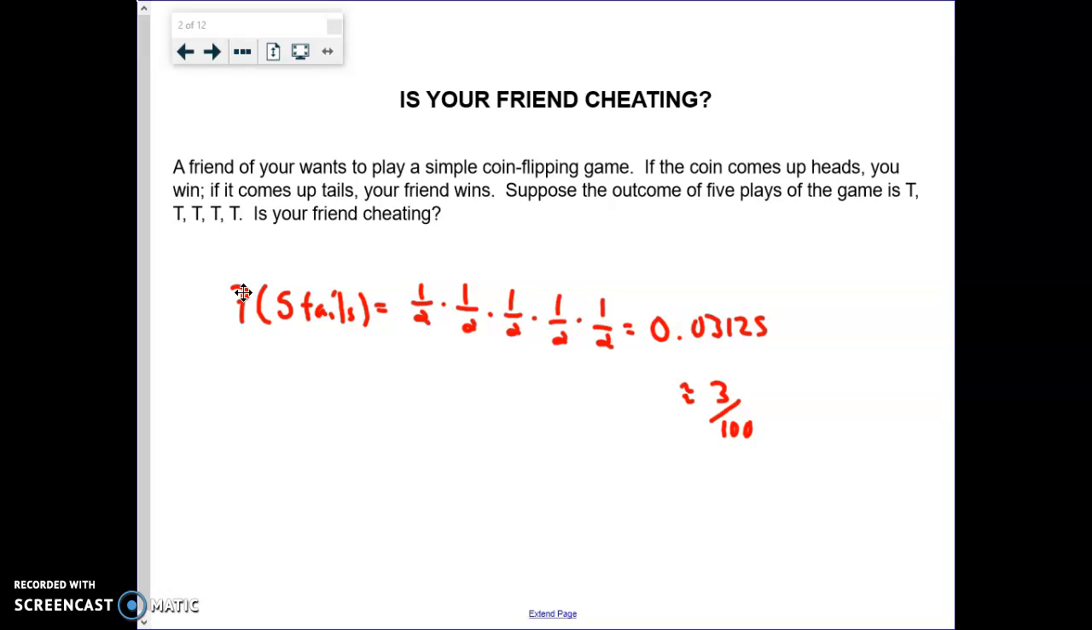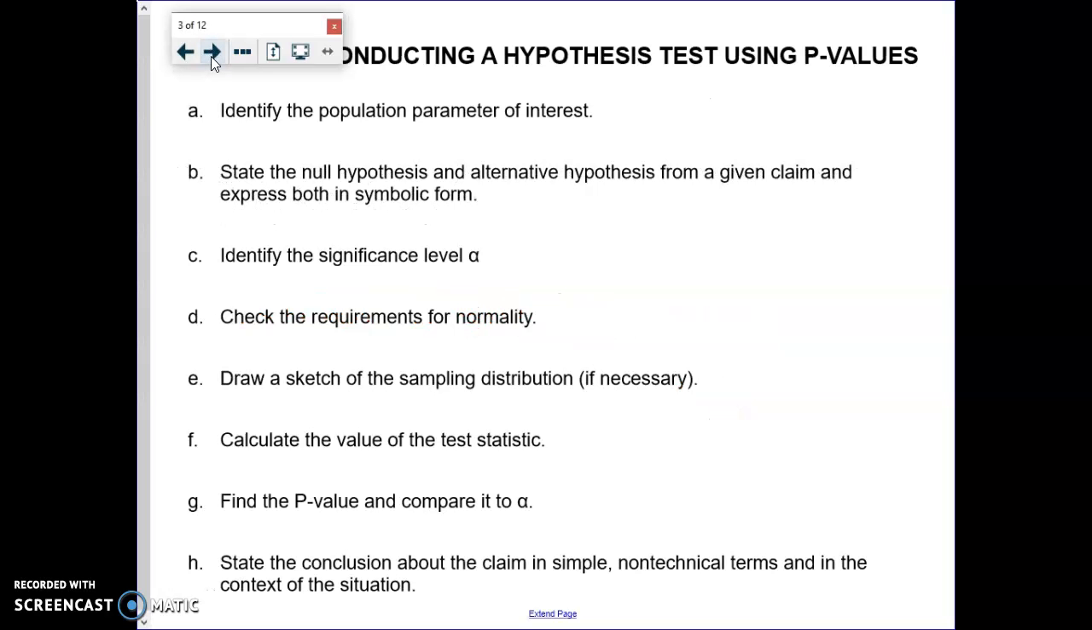Did this value right here occur out of just chance fluctuations in your sample? Because you could get 3 out of 100, or is it due to some other circumstances? Is that strong enough to say that maybe the coin wasn't fair? We'll probably test this later on. Matter of fact, we may even make this one of your practice problems. So the same, I believe it's 8 steps, you're going to follow.